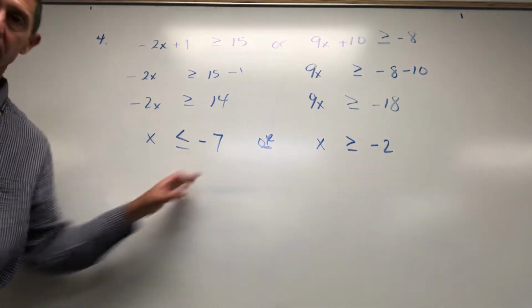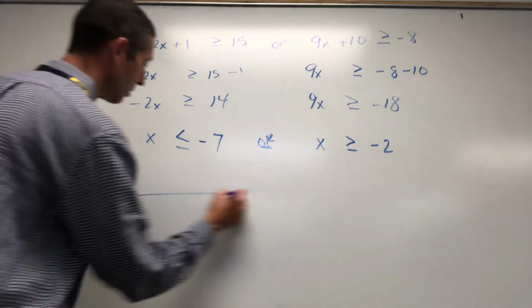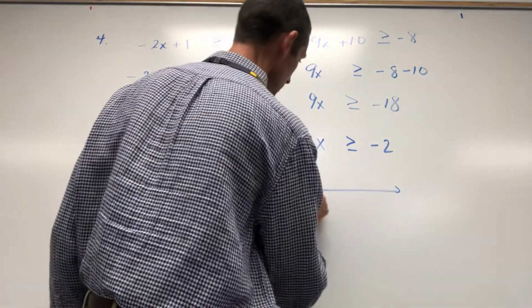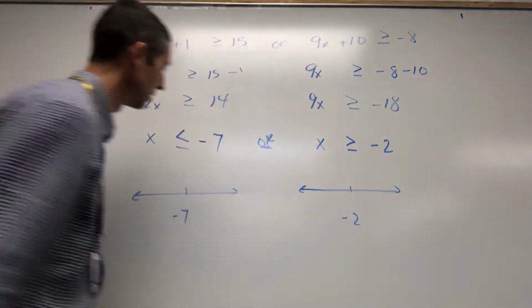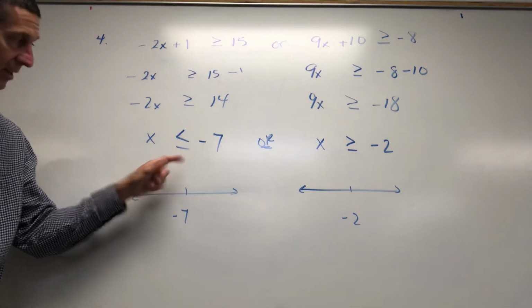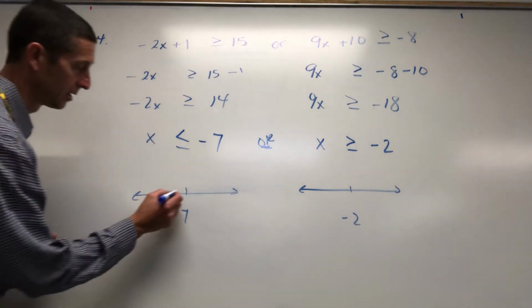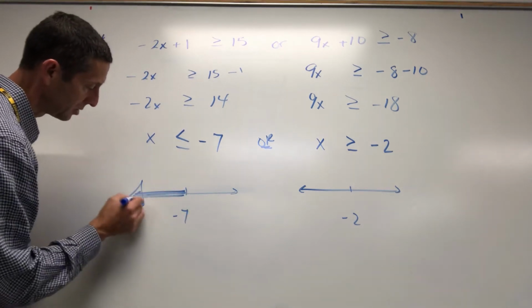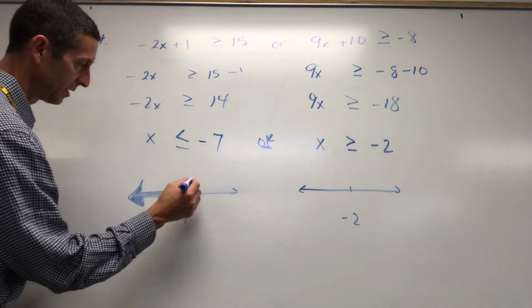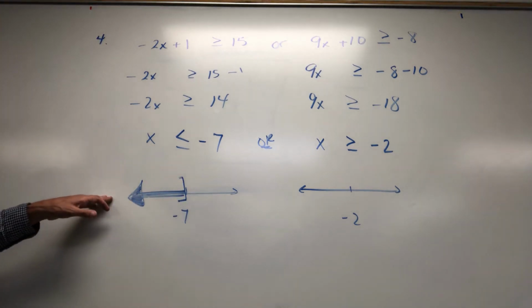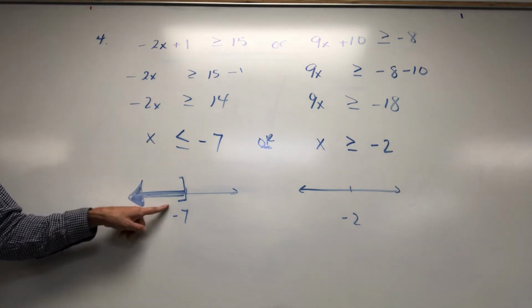So let's draw a couple line graphs, see what we have to work with. Here's negative 7. Here's negative 2. This is a less than. If it's a less than, it's going back left. So when you shade this in, draw this giant arrow, and then a straight bracket. There's your less than. Equal to implies straight bracket.